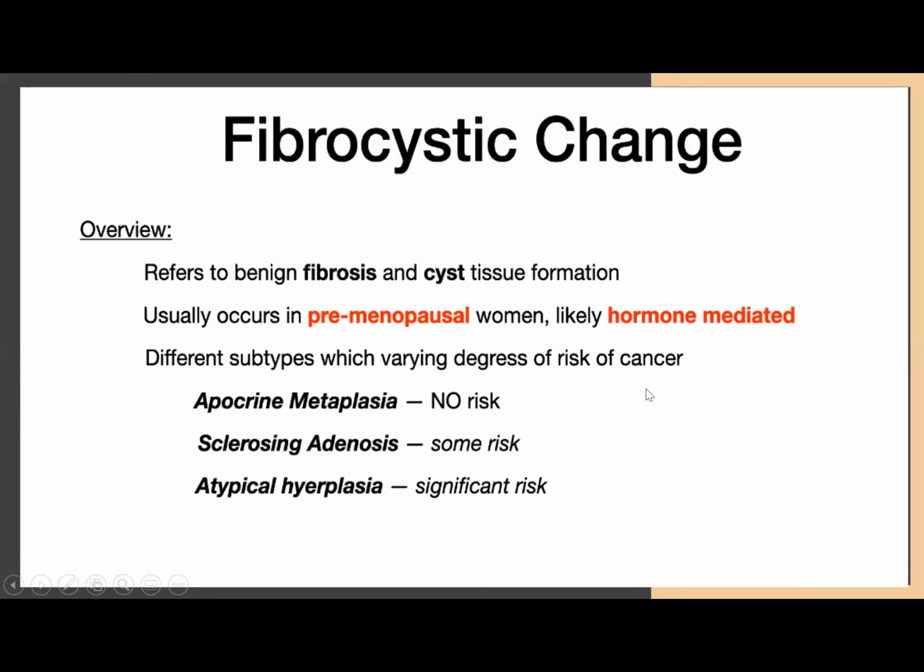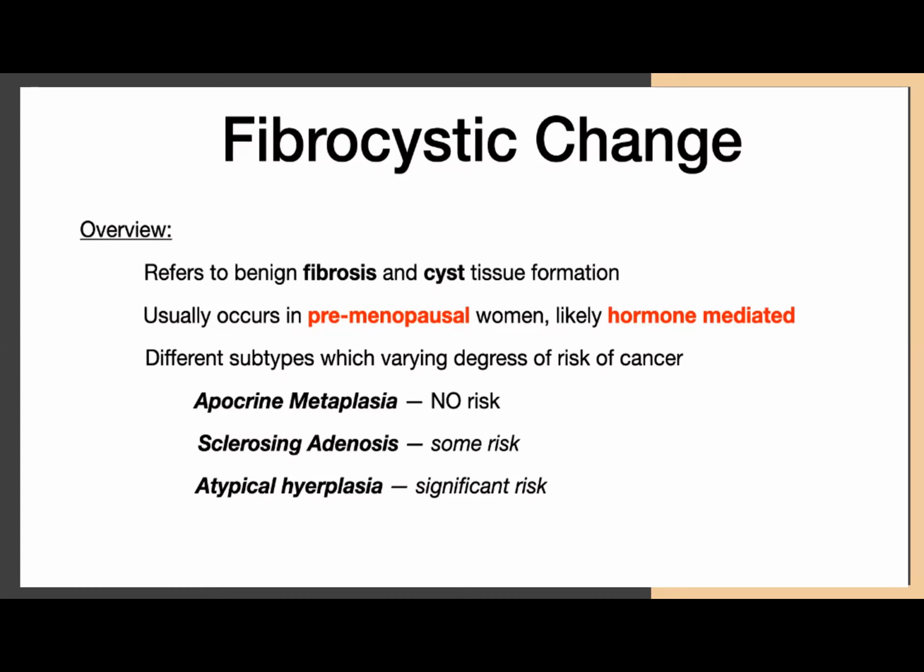Fibrocystic change refers to benign fibrosis and cyst tissue formation, usually occurring in premenopausal women, likely hormone mediated, with different subtypes with varying degrees of risk of cancer. So we have apocrine metaplasia, sclerosing adenosis, and atypical hyperplasia. Apocrine actually has no risk, normal. This is a type of cell that you can see by biopsy.